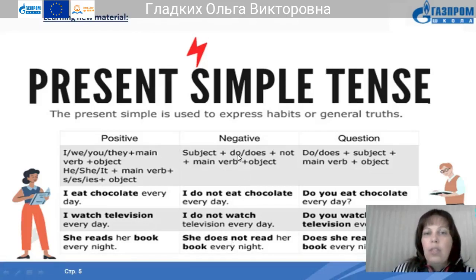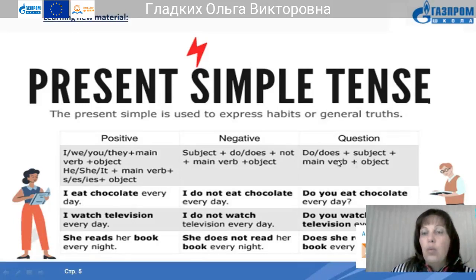Next, when do we use negative sentences in present simple tense? We use subject plus do or does plus not and main verb plus object. And here you can see some examples. I do not eat chocolate every day. I do not watch television every day. Next example. She does not read her book every night.